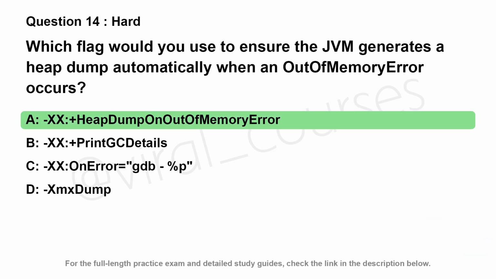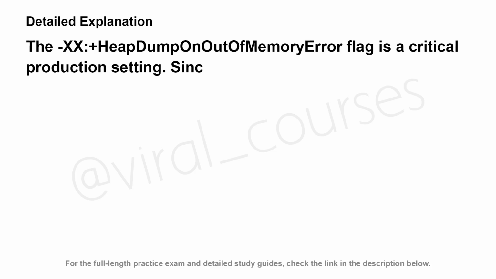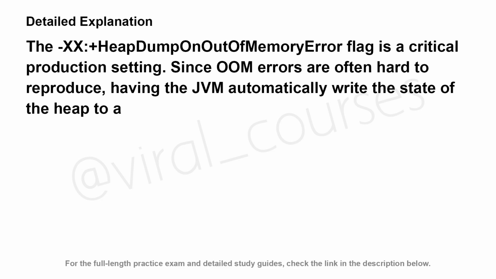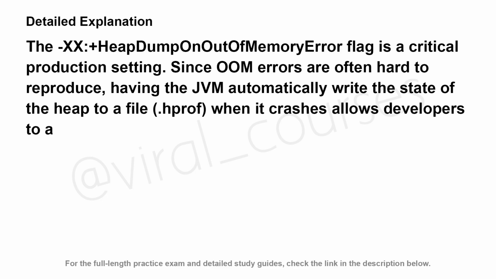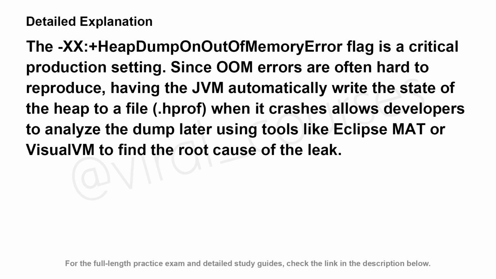The correct answer is A. The -XX:+HeapDumpOnOutOfMemoryError flag is a critical production setting. Since errors are often hard to reproduce, having the JVM automatically write the state of the heap to a file, HPROF, when it crashes allows developers to analyze the dump later using tools like Eclipse MAT or VisualVM to find the root cause of the leak.